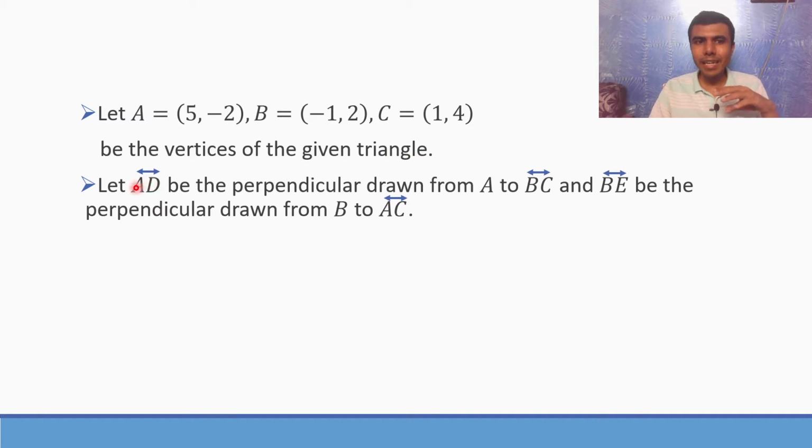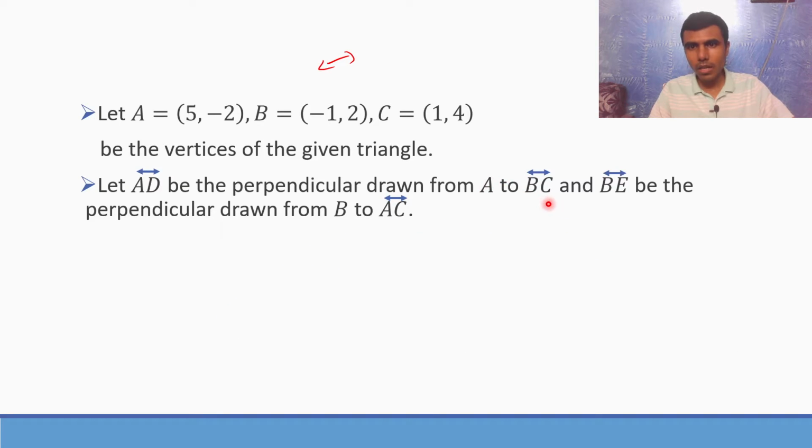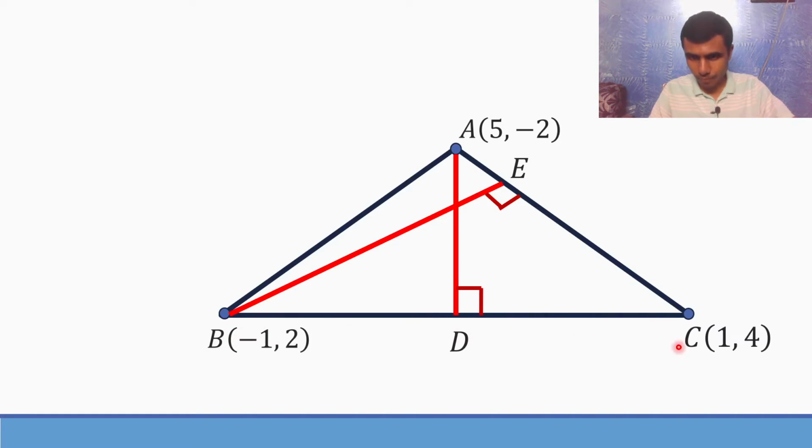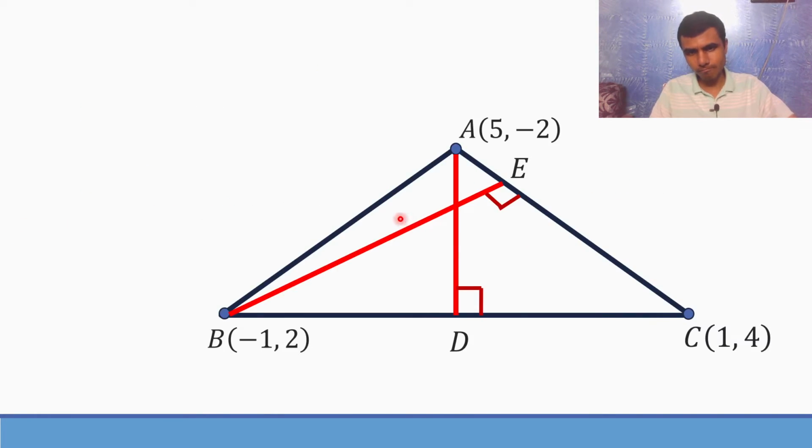Next, let AD be the perpendicular drawn from A to BC. This indicates line AD. Above it you see a double-headed arrow. In the textbook, you can check in the example before exercise 3, it's given, that's why I have just put it. Let AD with a double-headed arrow be the perpendicular drawn from A to line BC, and BE be the perpendicular drawn from B to AC, this one.